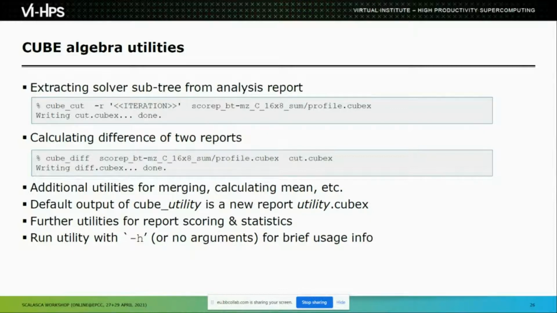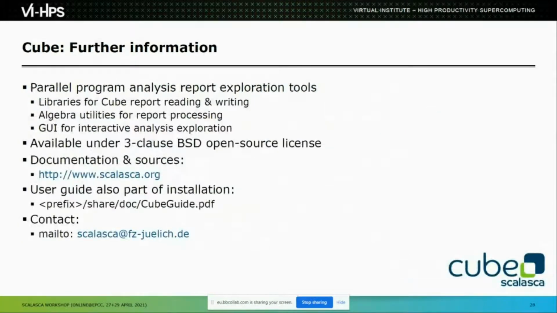And the outcome of one of those, what we call algebra utilities, is a new Cube file where you get a call path by call path, metric by metric calculation of the differences or the sum of those different metrics. So those are installed and available to experiment with. There's more documentation about Cube on the Scalasca website, as well as the Scalasca as well. So that's the summary slide here.